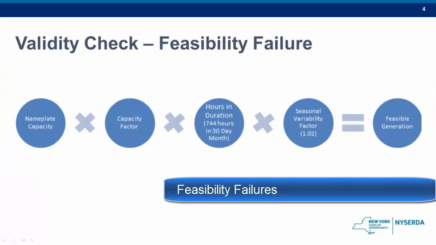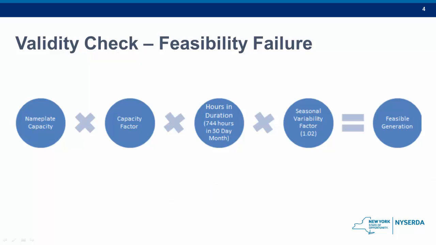Validity check, feasibility failure. NYGATS will conduct an automatic electricity production data validity check in order to assure that erroneous and technically infeasible data is not entered into NYGATS. The data validity check will compare reported electricity production to an engineering estimate of maximum potential production, calculated as a function of nameplate capacity, capacity factor, and duration.